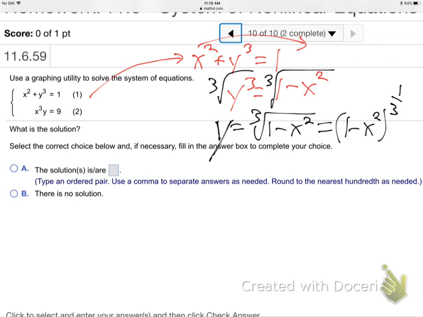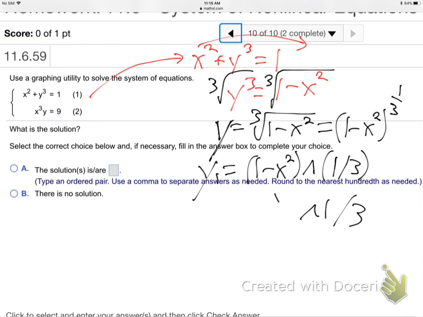So put that in as y1. So y1 would be 1 minus x squared to the power of 1, and you have to put the 1/3 in parentheses. Why? Because if you just type 1 divided by 3, it will only do the first power and then divide the whole thing by a big 3. It won't know that you mean the whole 1/3 is in the power.